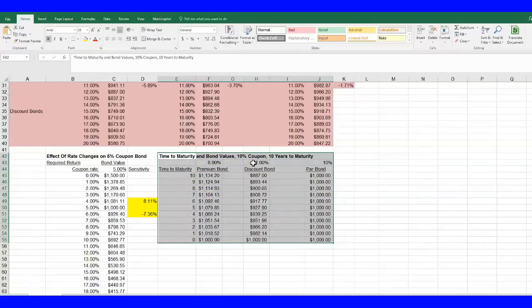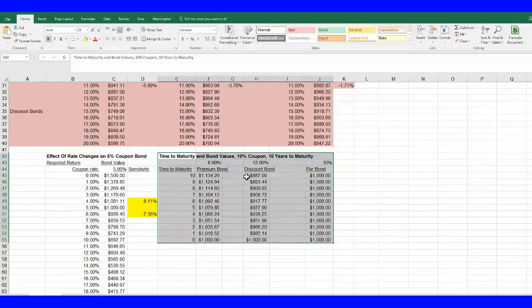And then we look at our second bond that has a required rate of return of 12%, which is higher than the 10% coupon rate. So this is a discount bond. It's going to be selling for less than $1,000. So this bond, when it has a required rate of return of 12%, 10% coupon, and 10 years to maturity, has a value of $887.